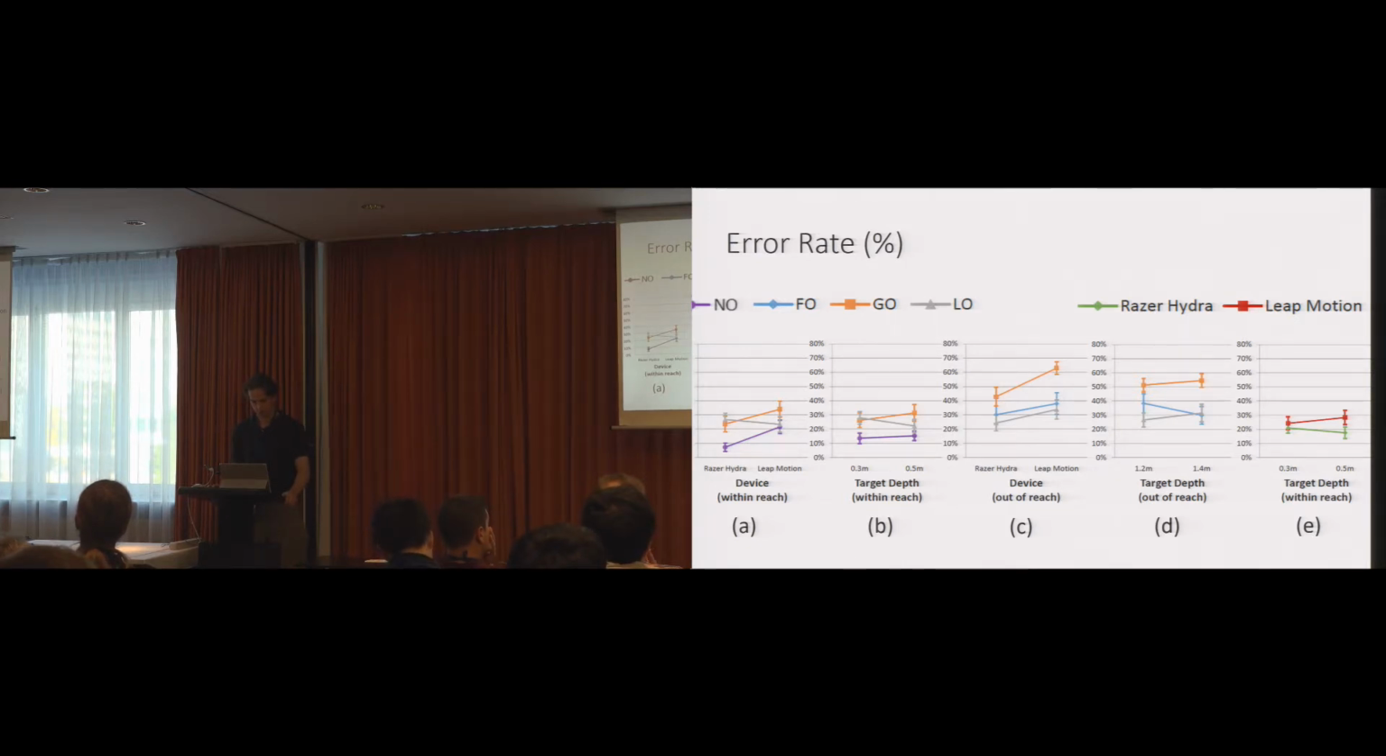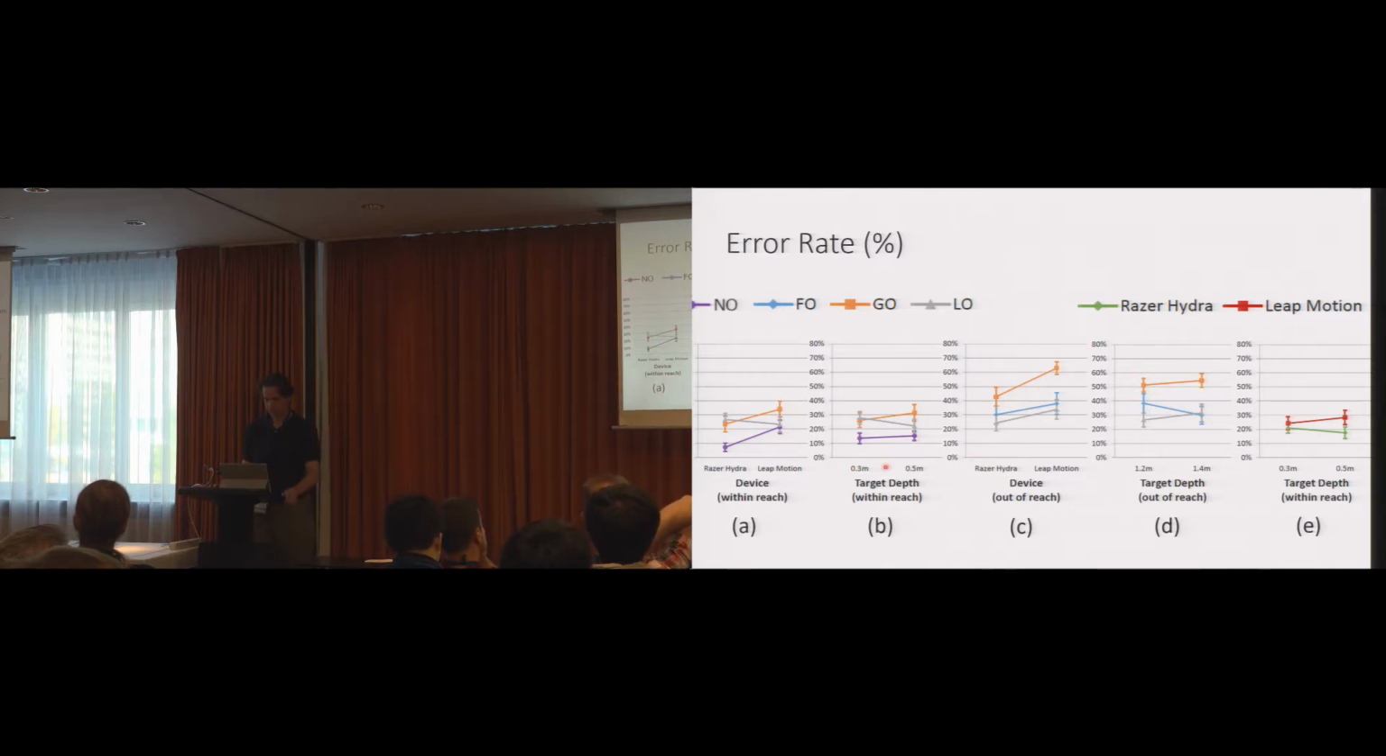Walking through some of the interaction effects. In figure A, yeah, that throws you off, doesn't it? Same word used too many different ways. So for the Razer Hydra, no offset was a lower error rate than the other two, but for the Elite Motion, that changed, and the go-go became a higher error rate than the no offset and the linear. So the device change made a difference.